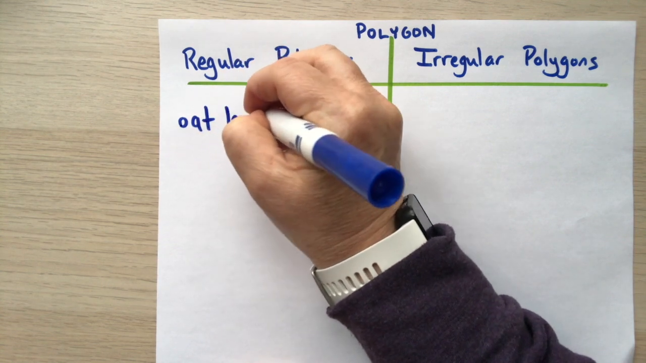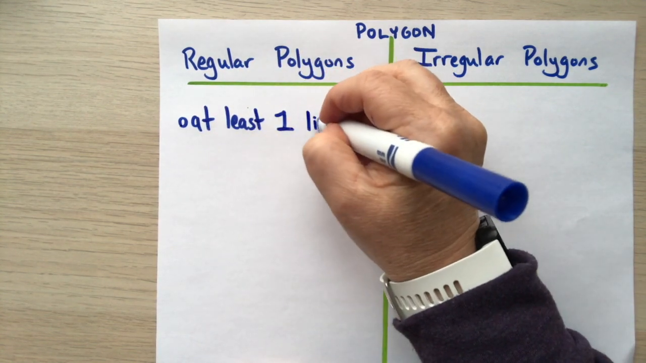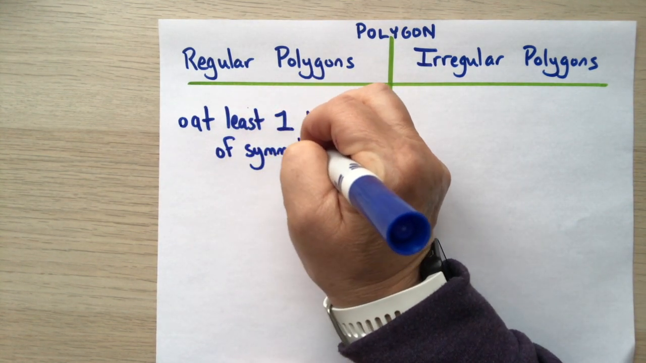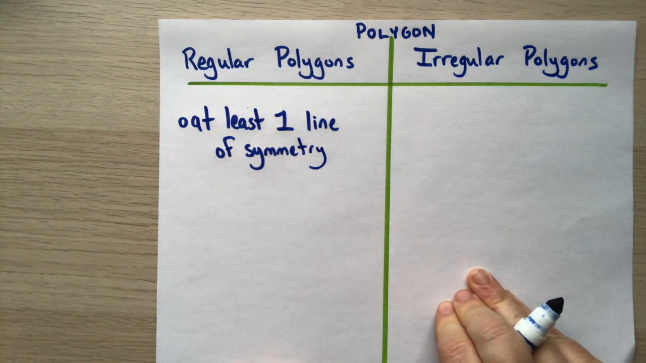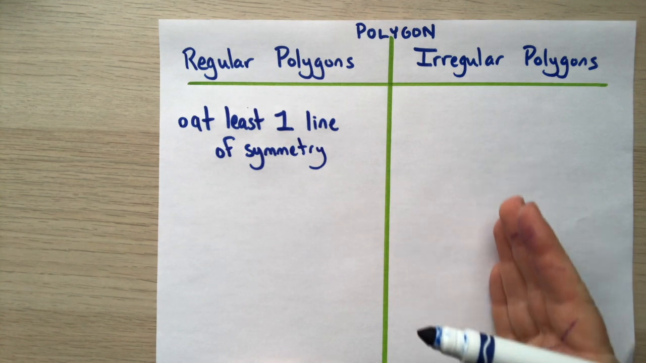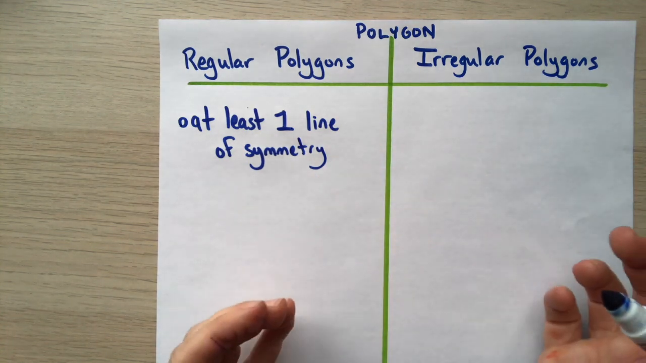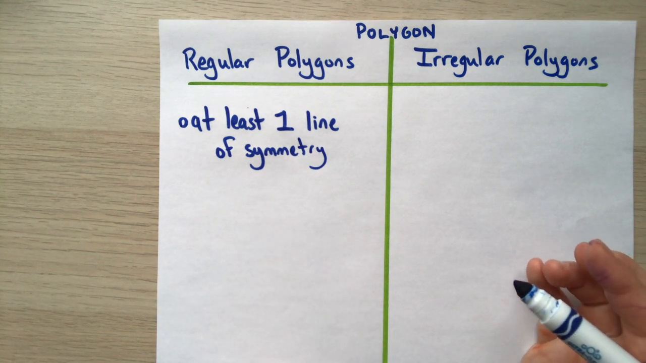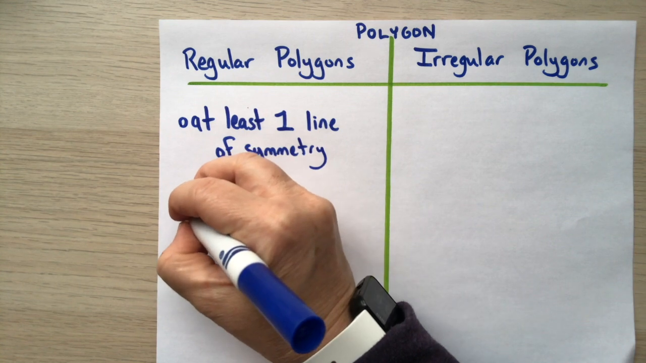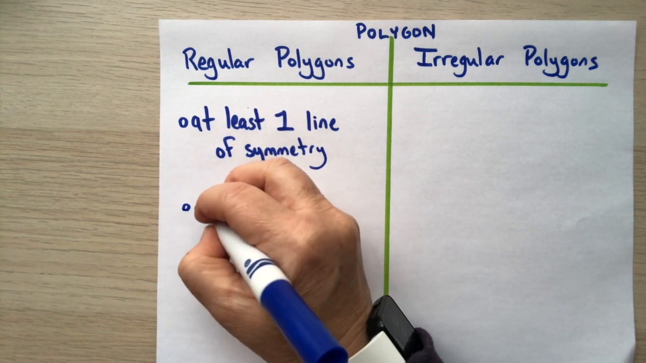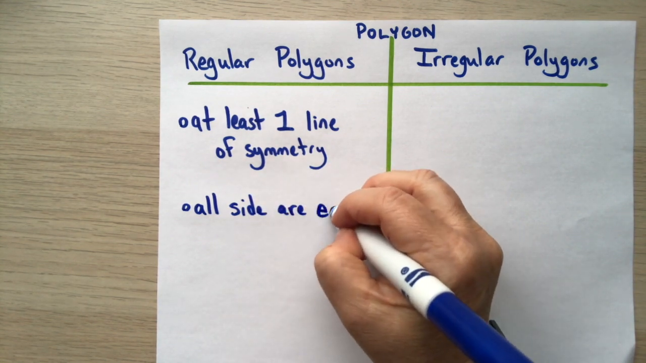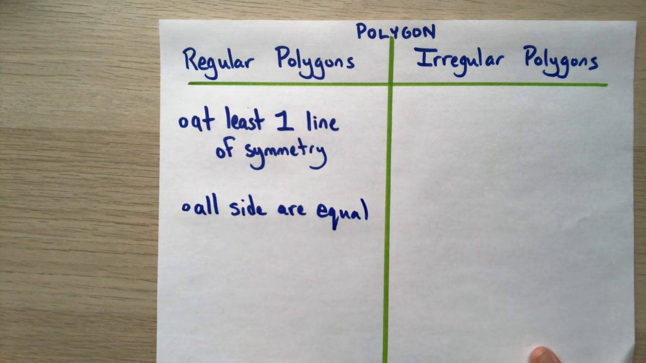You have at least one line of symmetry. That means that if you were to split the polygon into two halves, when you fold it together, it would be mirror-like. Now, all you need is just one line of symmetry for it to be a regular polygon. The other thing that you need is that all sides are equal. All sides, remember that.